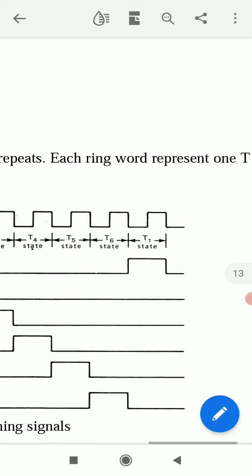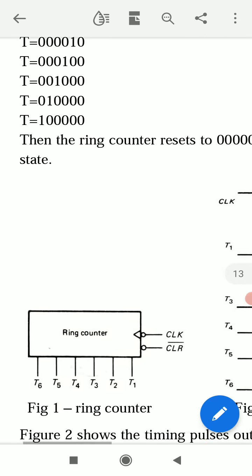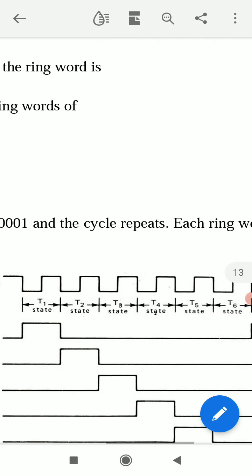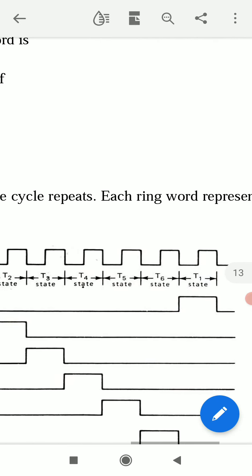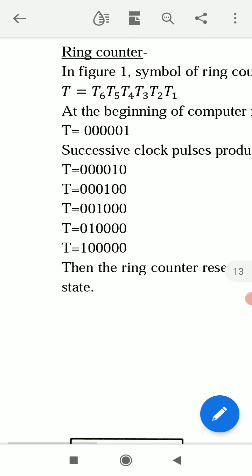Each ring word represents one T state. So these are six ring words and these represent 6 T states. In these 6 T states, out of the 6 bits only one bit is high, that is 1, and all others are 0.